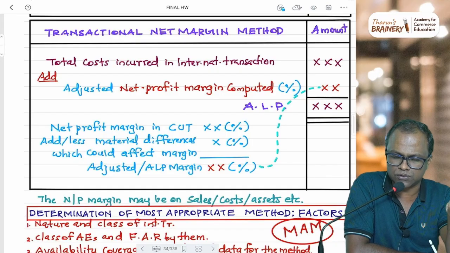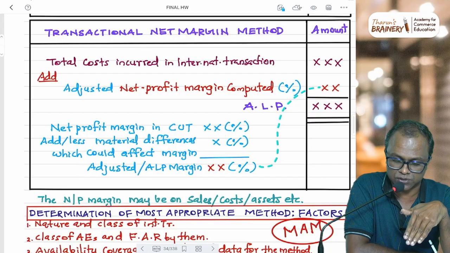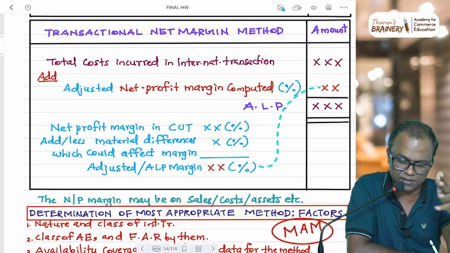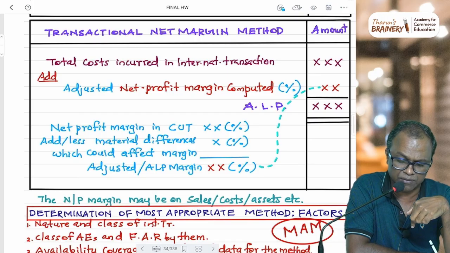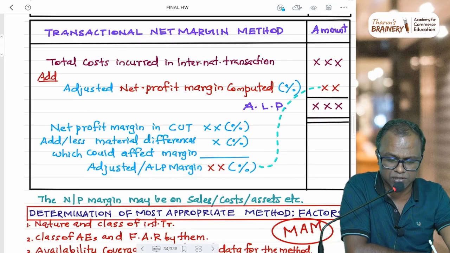So the cost plus profit method is also the same way we solve the question. The only difference is that there we consider GP margin and only direct and indirect cost is taken, but here we consider total cost and net profit margin. The rest of the things are the same. There we consider material differences which would affect the GP margin. Here we consider the differences which will affect the net profit margin. The adjusted net profit margin will be added, and we will get the arm's length price.